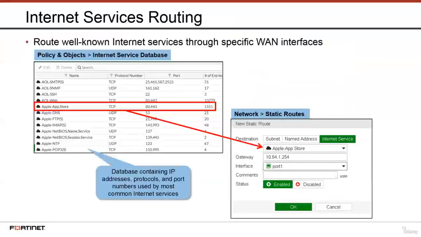The Internet Service Database helps make this type of routing easier and simpler. ISDB entries are applied to static routes to selectively route traffic through specific WAN interfaces. Even though they are configured as static routes, ISDB routes are actually policy routes and take precedence over any other routes in the routing table. As such, ISDB routes are added to the policy routing table.